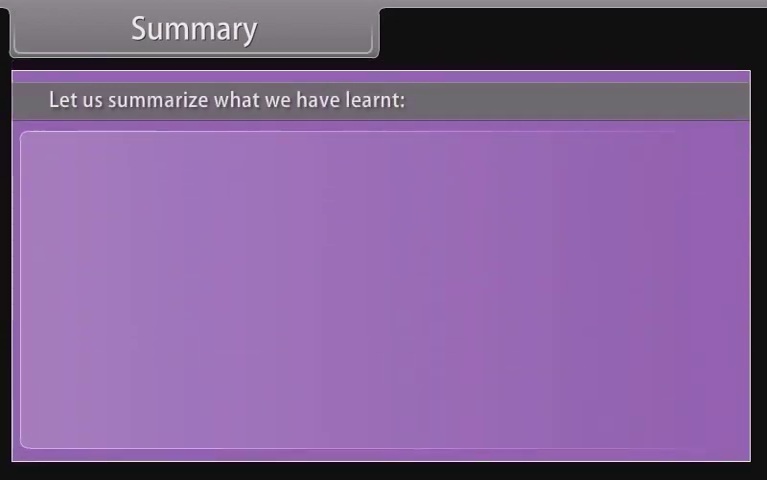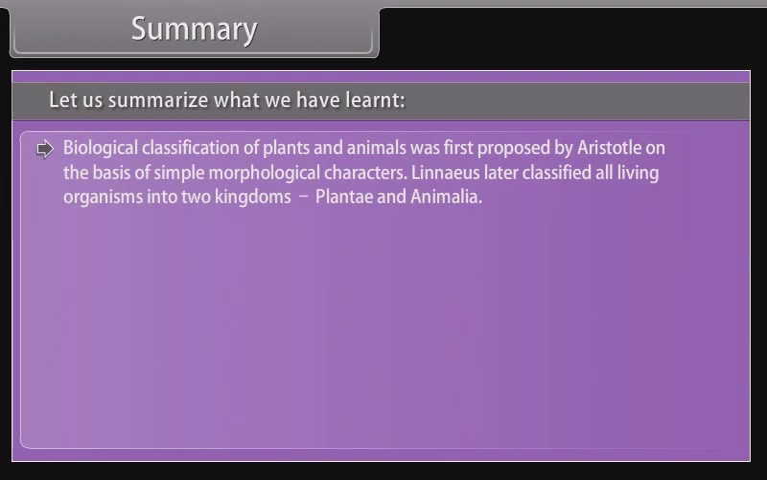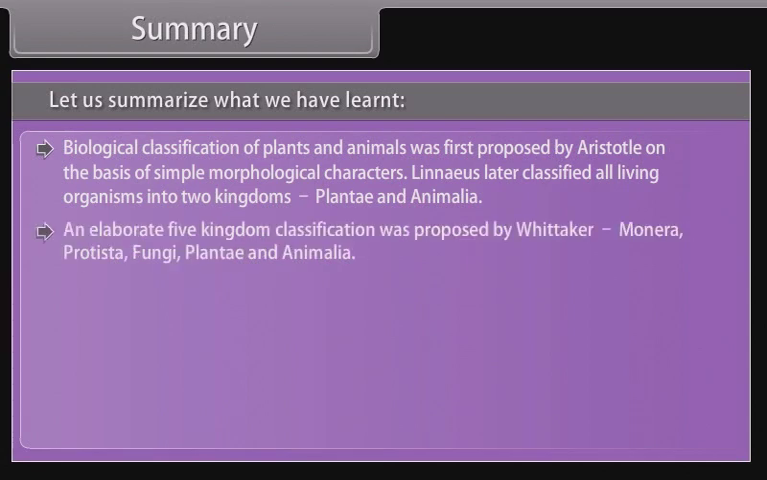Summary. Let us summarize what we have learned. Biological classification of plants and animals was first proposed by Aristotle on the basis of simple morphological characters. Linnaeus later classified all living organisms into two kingdoms, Plantae and Animalia. An elaborate 5-kingdom classification was proposed by Whittaker: Monera, Protista, Fungi, Plantae and Animalia.